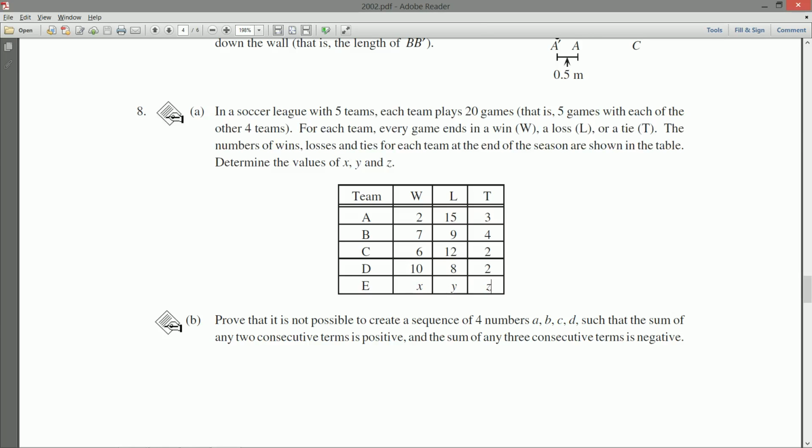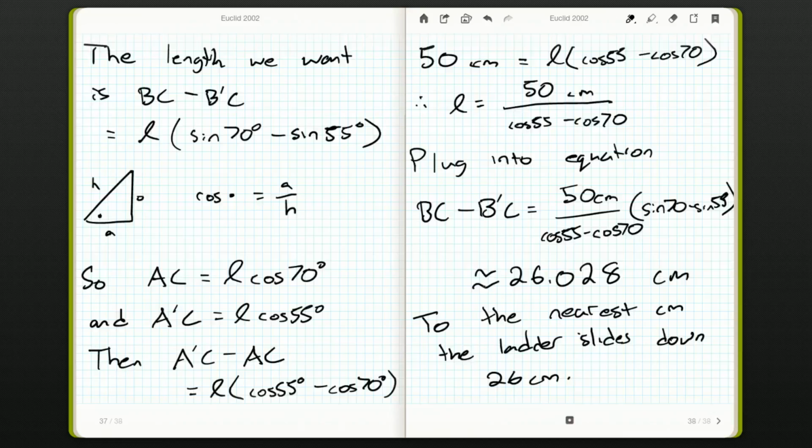Now, first thing I notice, each team plays 20 games, and let's just double check. Team A, 2 plus 15 plus 3 equals 20. Okay. Team B, 7 plus 9 plus 4, that's going to be 20. So the sum of these values should all be 20. 20 games played, either it's a win, a loss, or a tie, but every one of the 20 games comes out this way. And no game can be a win and a tie or anything like that. So first thing I notice, X plus Y plus Z is 20. I'm going to write down my justification for that.